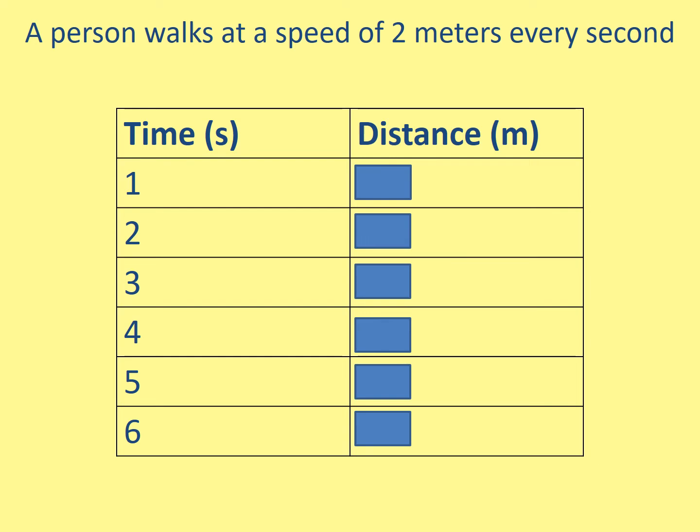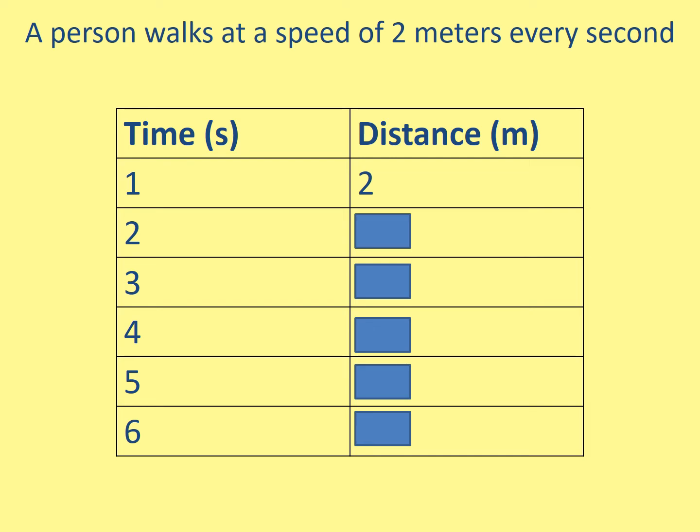So we're going to have a look at a problem to start with and see if we can work out the distance that this person moves. So a person walks at a speed of 2 meters every second. 2 meters for every 1 second. So after 1 second, they will have moved 2 meters.